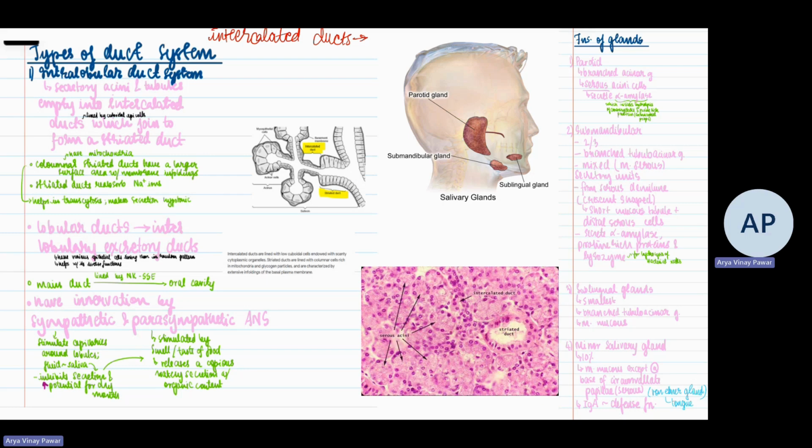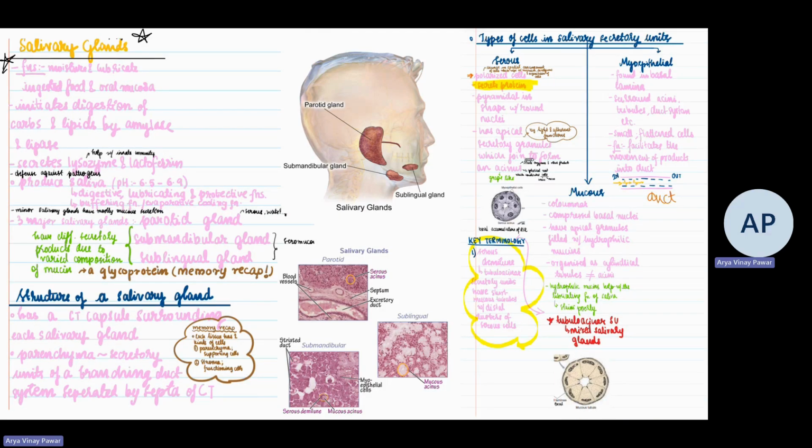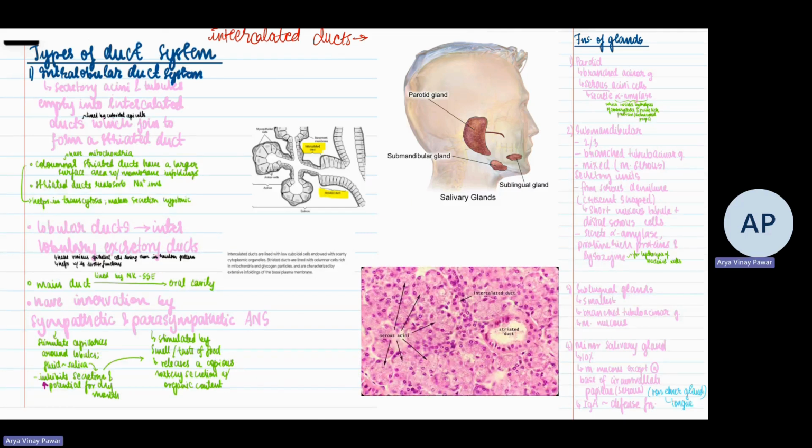Now we have three different kinds of glands: the parotid gland, the submandibular gland, as well as the sublingual gland. As you can see, this shows the position of these glands. The parotid gland is right in front of our ears, the submandibular gland is underneath the mandible, and the sublingual gland is underneath the tongue. The parotid gland, as we mentioned, is a 100% serous gland.